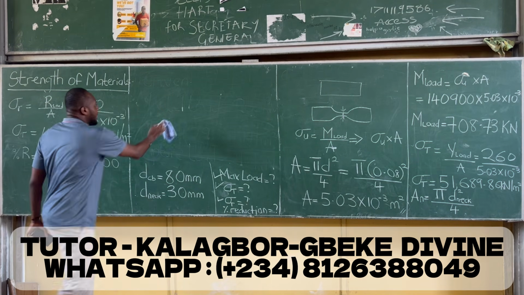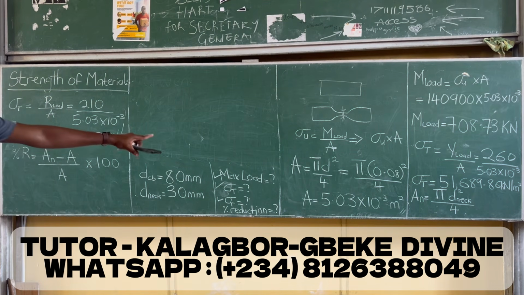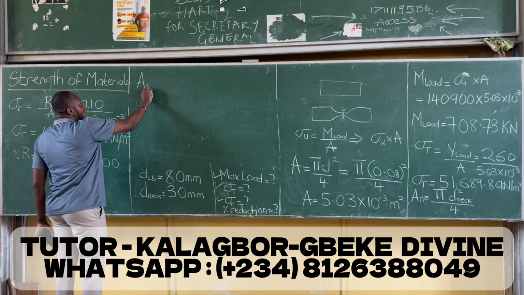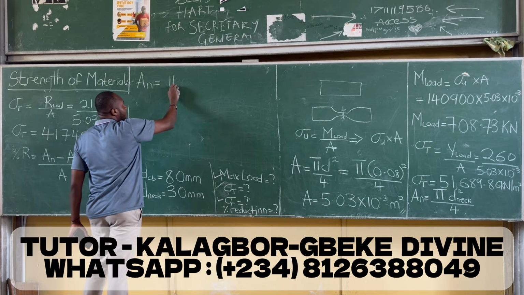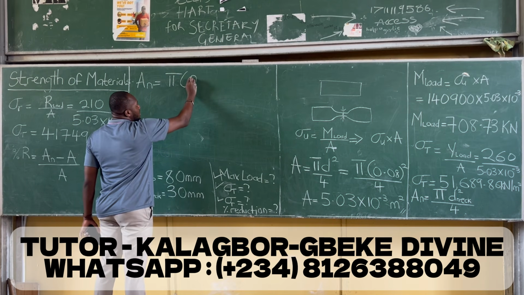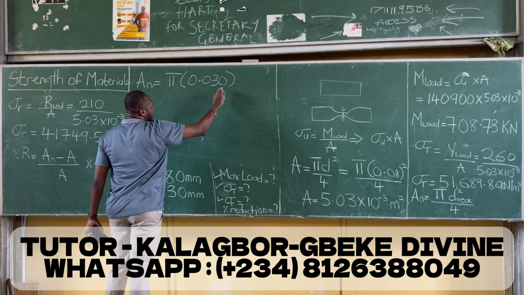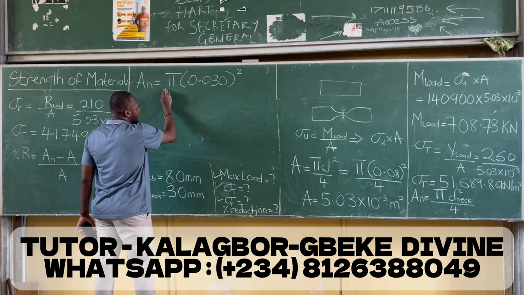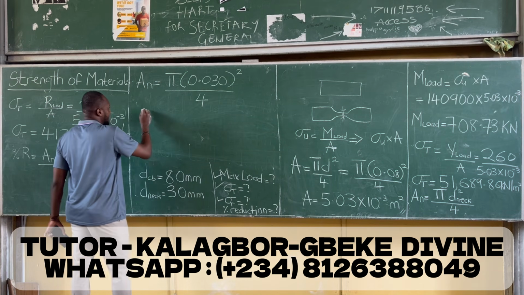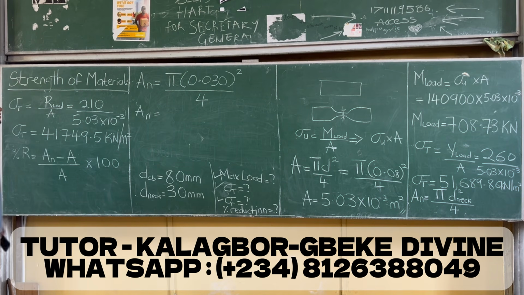So the neck area is pi d neck squared over 4. So the neck area, that's AN, will be equal to what? Pi. Convert this 30 millimeter to meters, it will be 0.030. How do we get it? We divide 30 by 1000, over 4. So please punch and give me the answer.